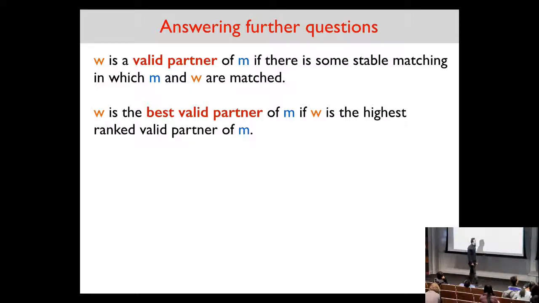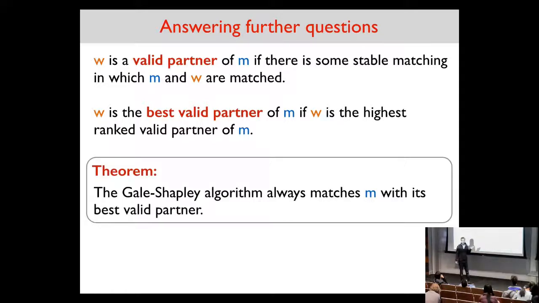And we're going to say W is the best valid partner of M if W is the highest ranked woman in M's list among the valid partners. So I'm looking at all possible stable matchings, and I look at which woman M is matched to, and I pick the woman that has the highest rank among that. So that's the best valid partner, basically, that M can hope for. Here's the theorem. The Gale-Shapley algorithm always matches M with its best valid partner.